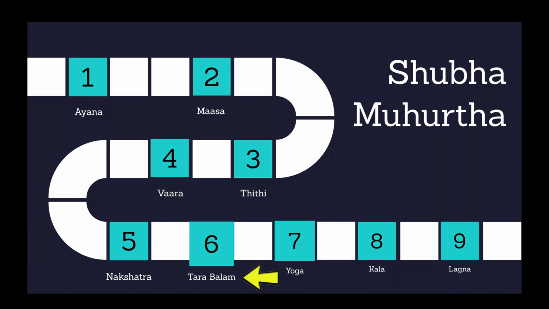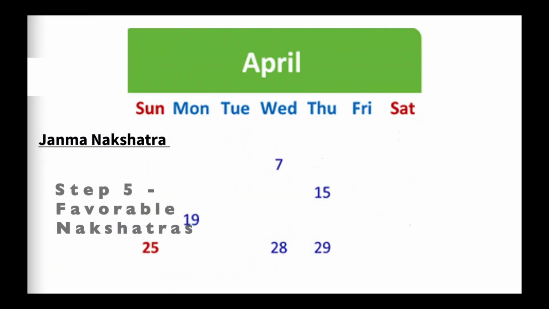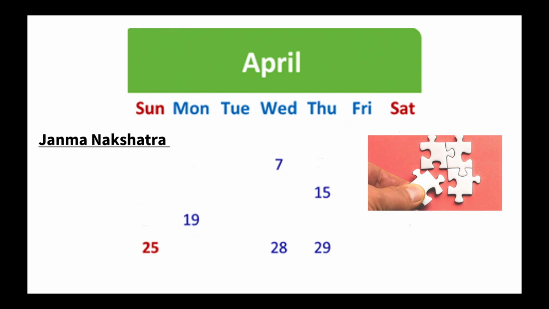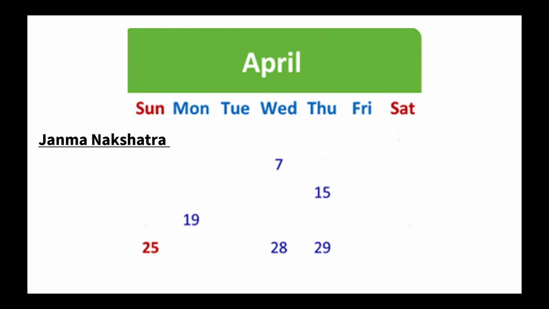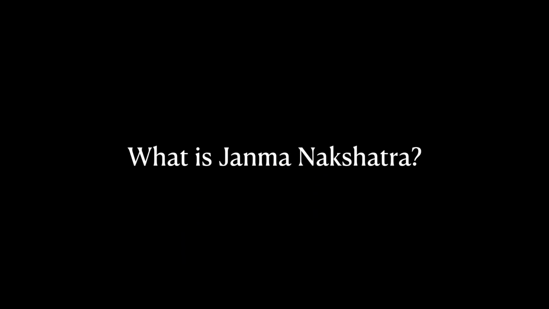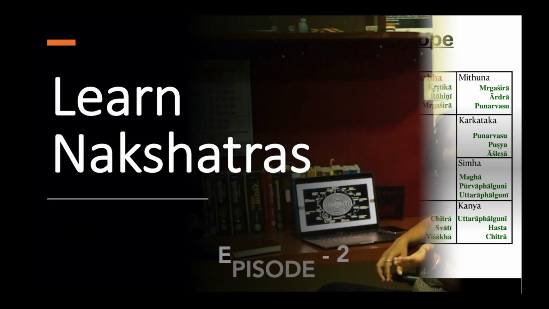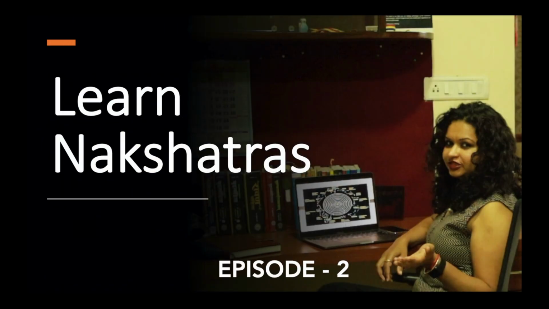In other words, though these nakshatras in general could be favorable for everyone, what is important is that these nakshatras should be compatible with our Janma nakshatra. Again, as a reminder, what is Janma nakshatra? At the time of birth, the position of the moon in a particular nakshatra in the zodiac is called Janma nakshatra. I have detailed this out with a simple example in episode 2.